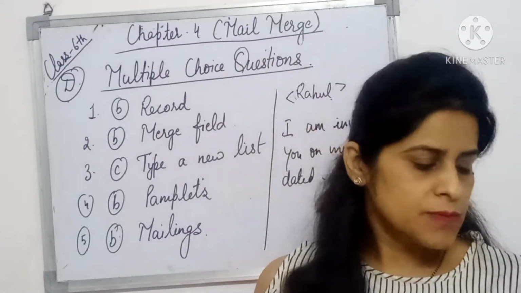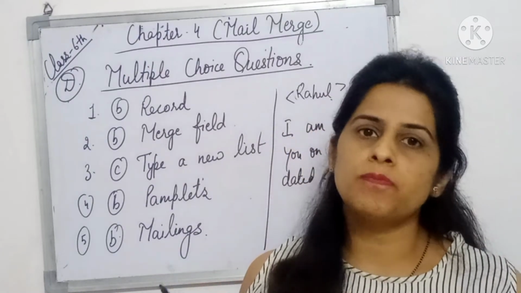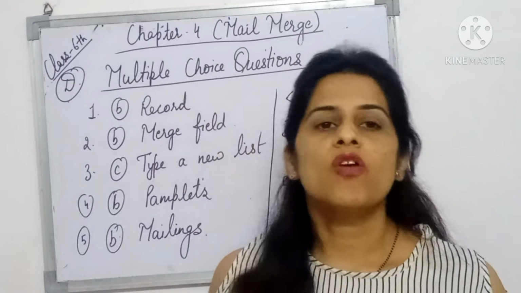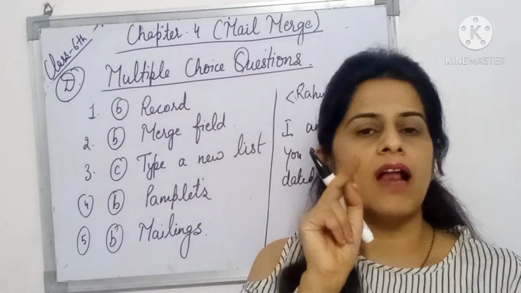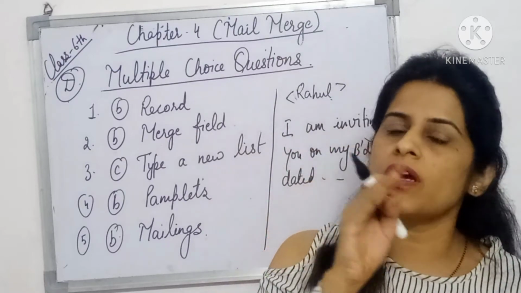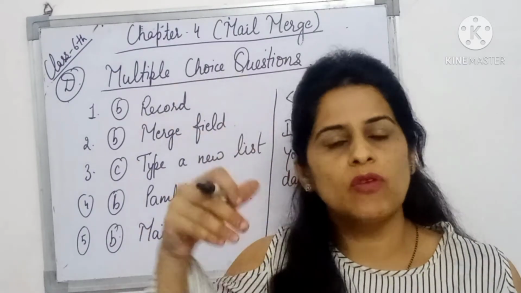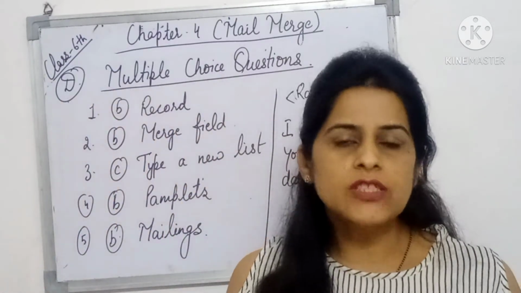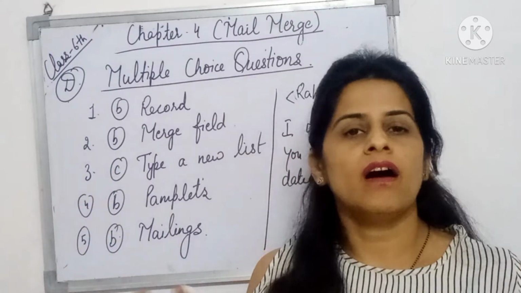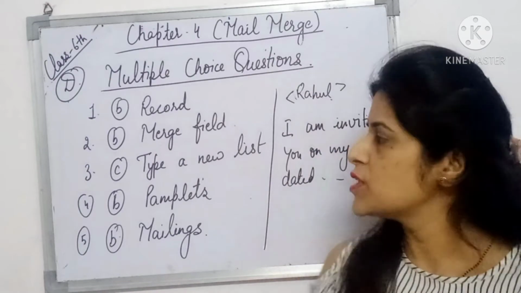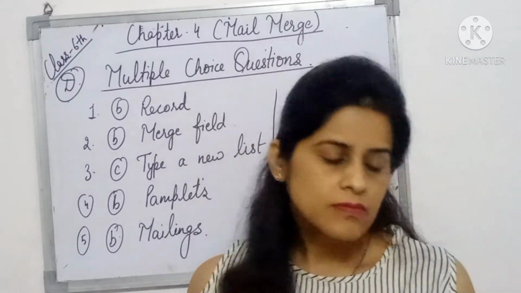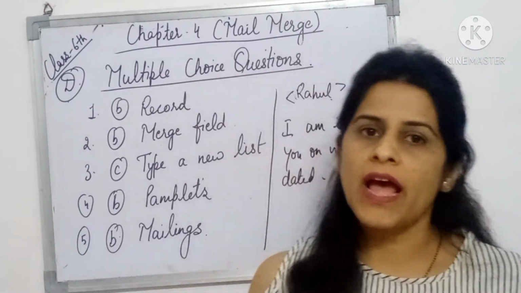Fifth question is: the preview result button is present on the dash tab. Where you can see the preview button, by going to the mailing tab you will see the preview button, and where you can see your main document with the different fields. You can change the records and the merge field values, and then you can choose this MCQ answer. So this was all about your MCQs.